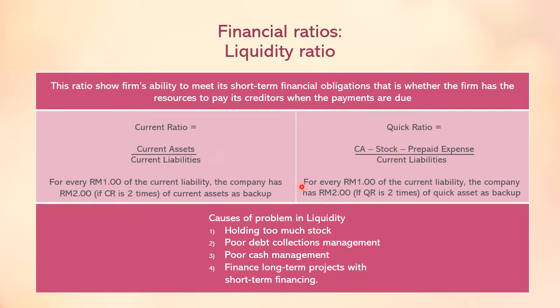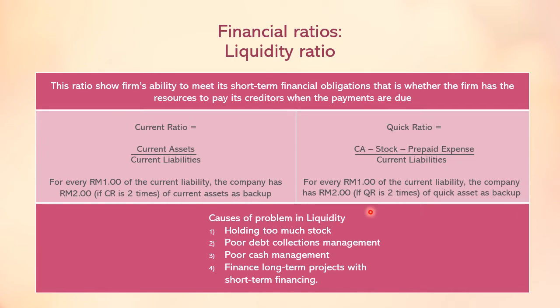Usually it will be much lower than the current ratio. For example, if the current ratio is 2 times, then the quick ratio will be much lower than that because we have taken out stocks and prepaid expenses. The interpretation is similar to the current ratio, but now you use the words quick assets as backup.